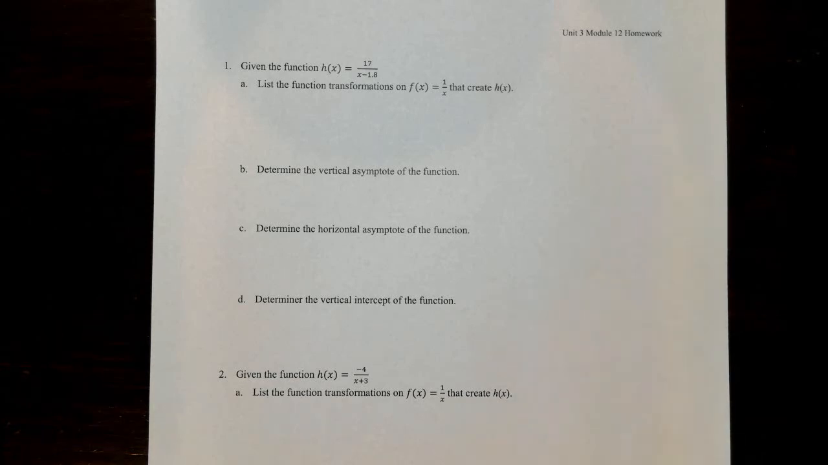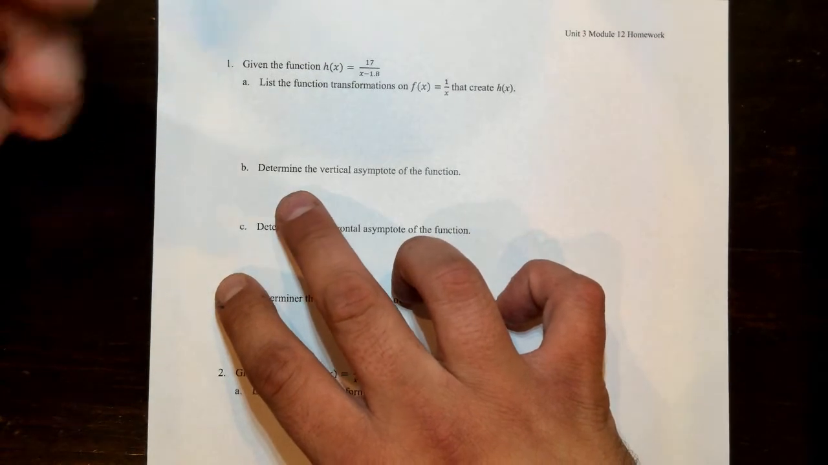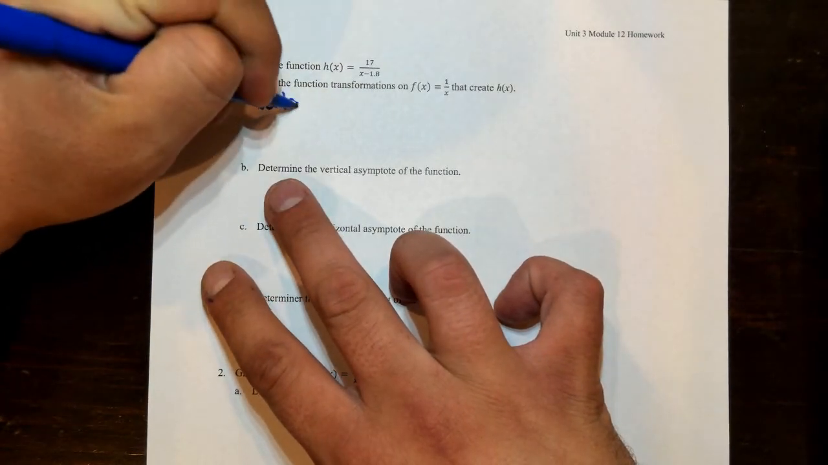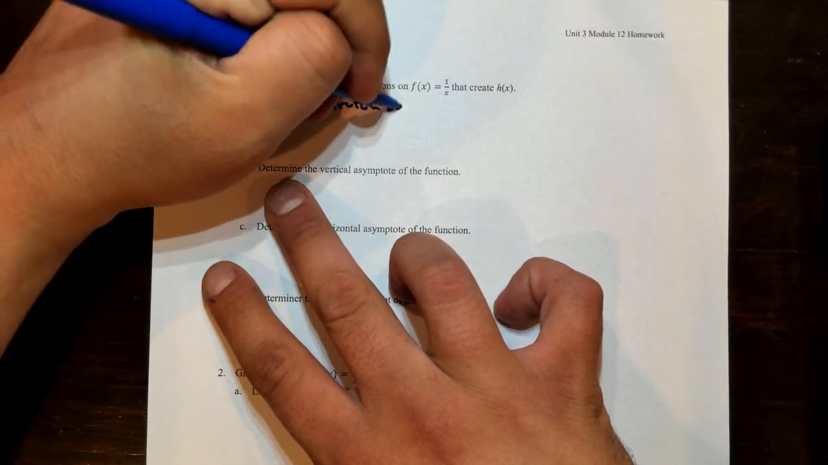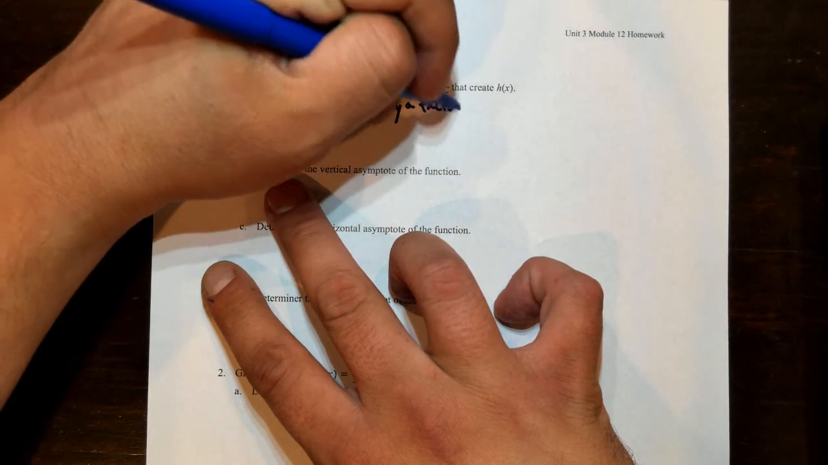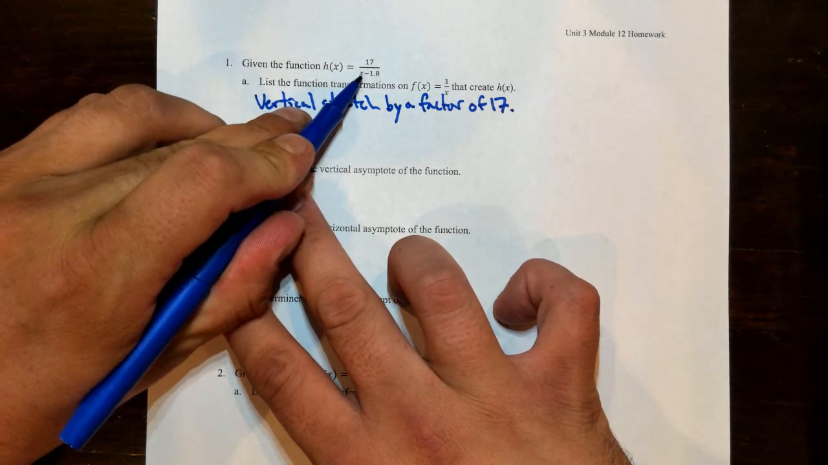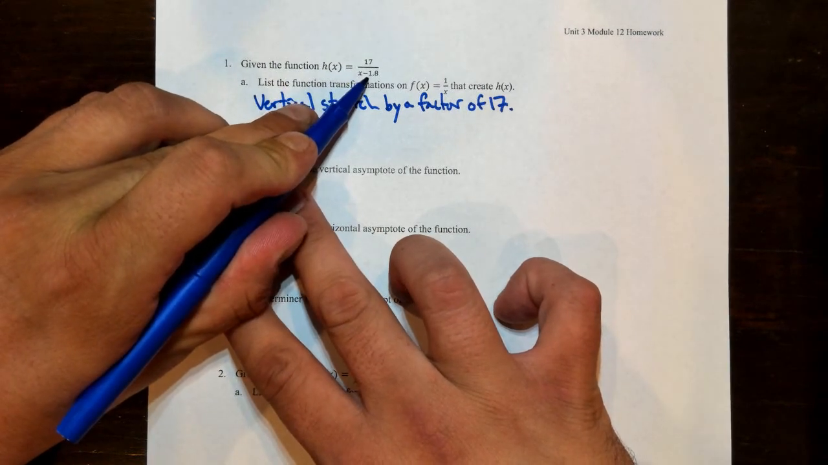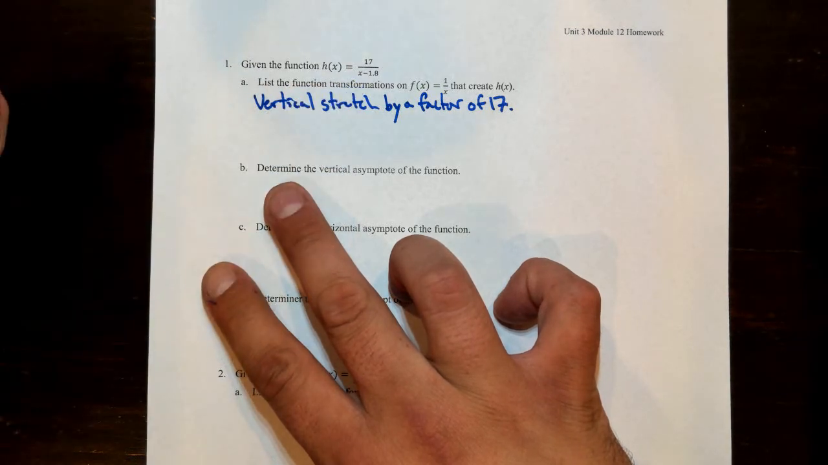Number one, given the function h of x, list the function transformations on f of x equals 1 over x that creates h of x. So looking right here on this top, the 17, that's going to give us a vertical stretch by a factor of 17. And then on the bottom, this is going to give us a horizontal shift. So it's going to be shifting, and specifically to the right, 1.8 units.